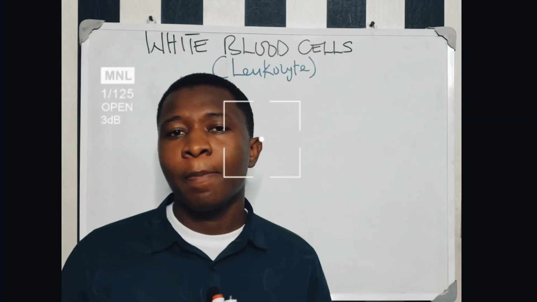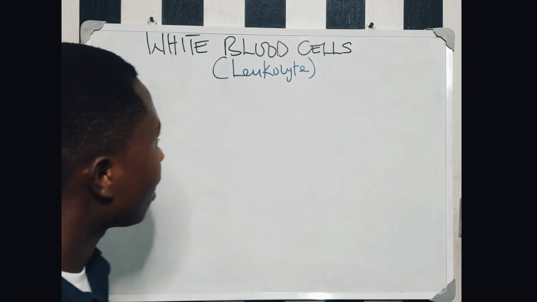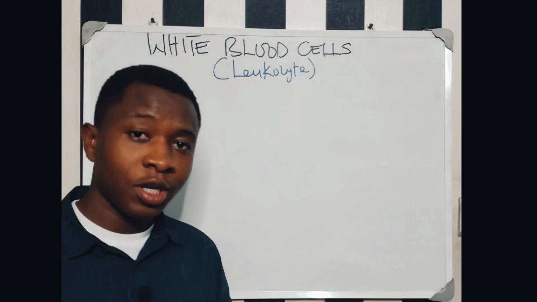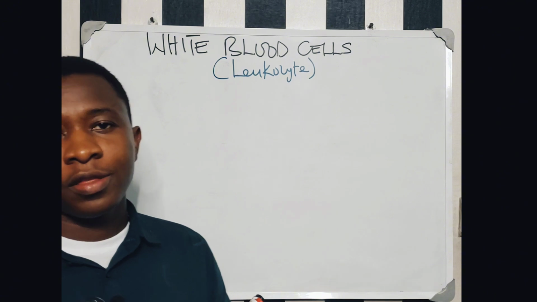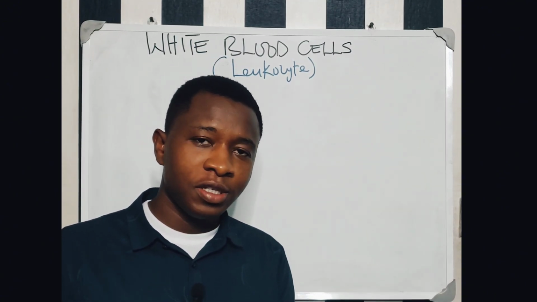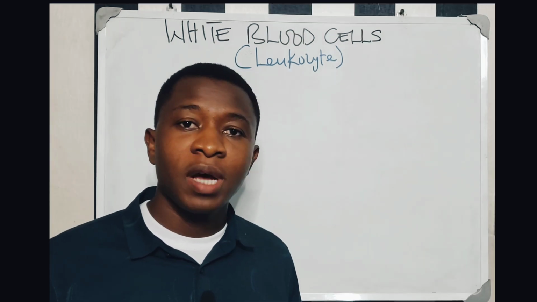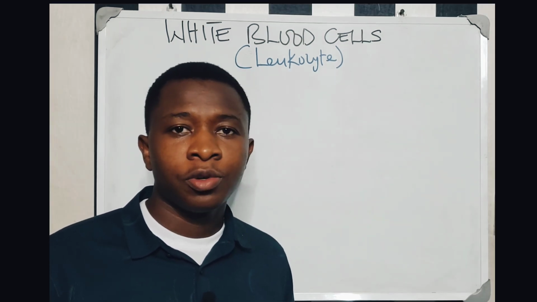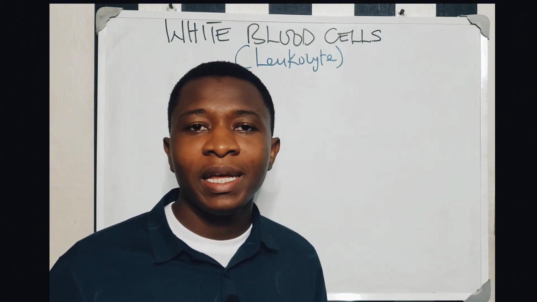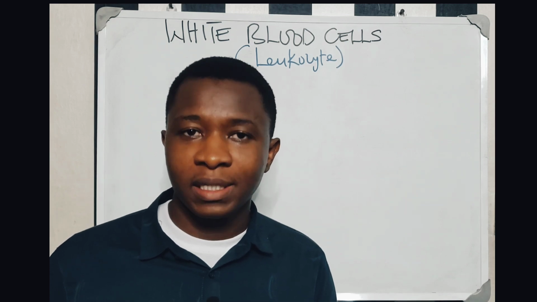The second most abundant or common type of cell in the blood is known as the white blood cell, aka the leukocyte. So in this video, we're going to be looking at the features, the types, and the functions of these different types of white blood cells. When something harmful gets into the body, we want to have a way to get rid of it, right? Now, the white blood cells play an important role in the body defense mechanism.